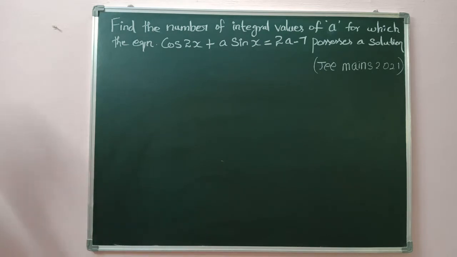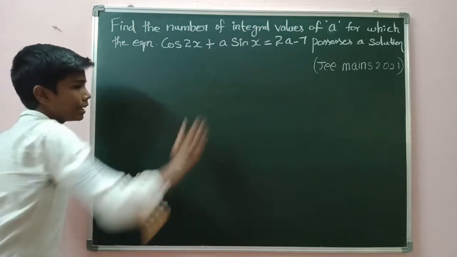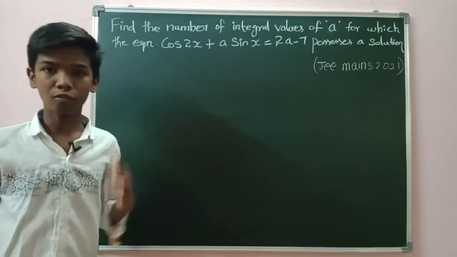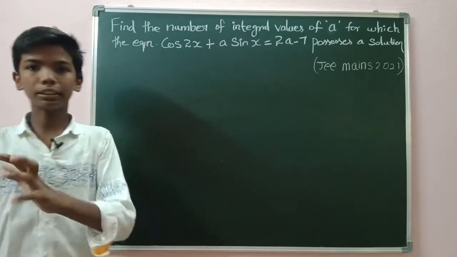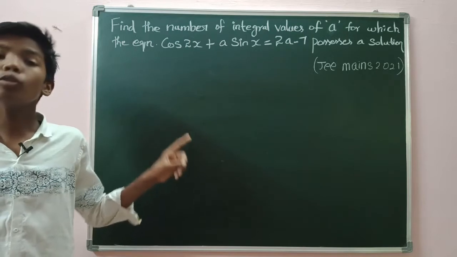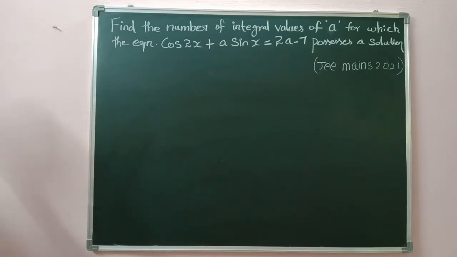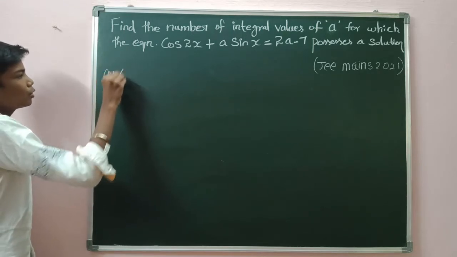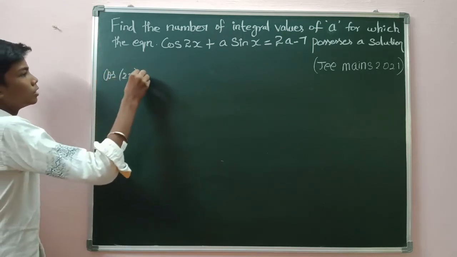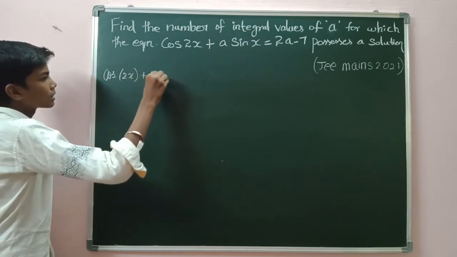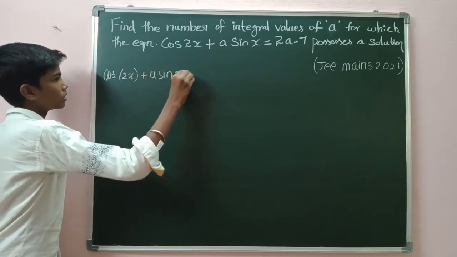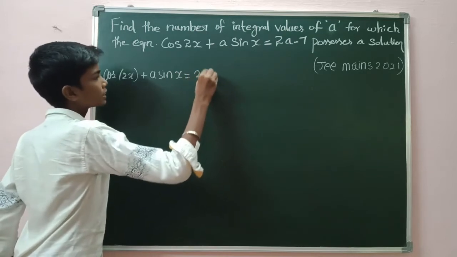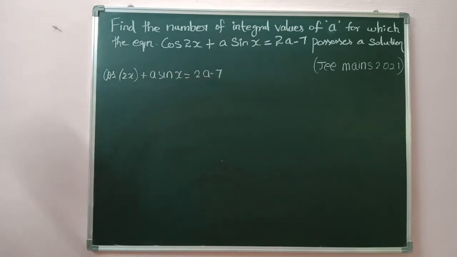Whenever you see this question, the first step is to try to convert this equation into a quadratic form, something like ax² + bx + c = 0. And that is something I am going to do now. So guys, the equation given in the question is cos 2x + a sin x = 2a - 7. That is the equation given in the question.